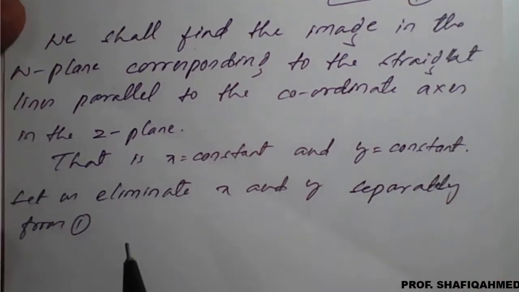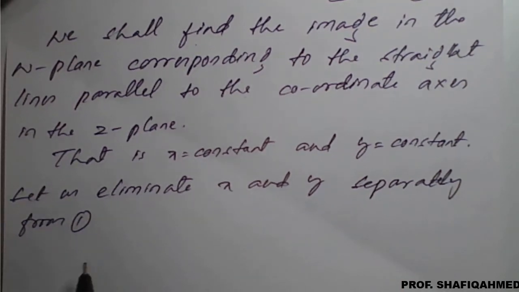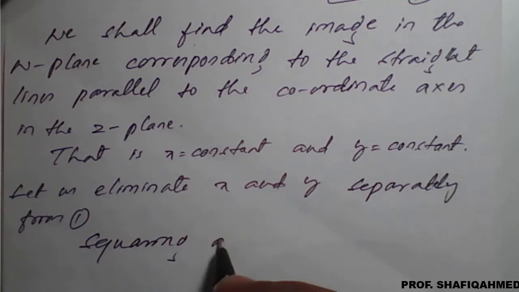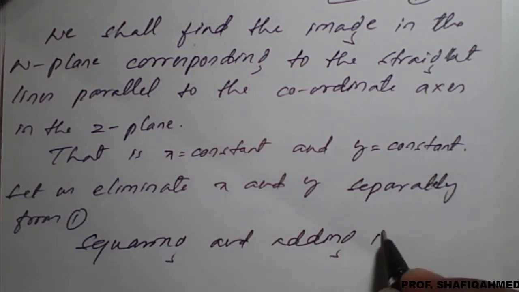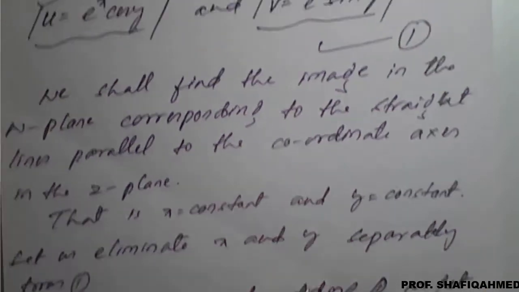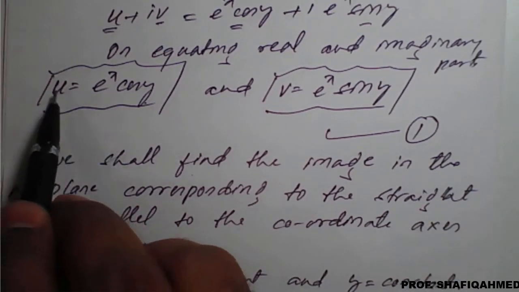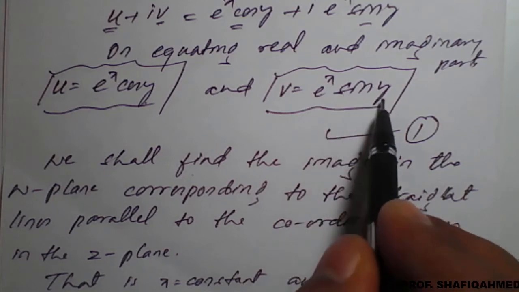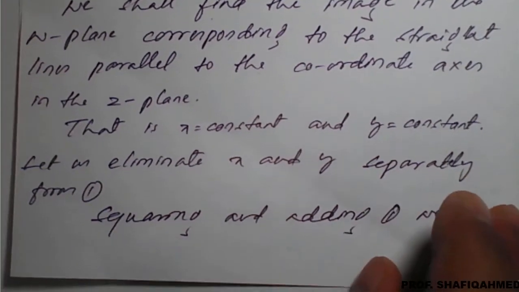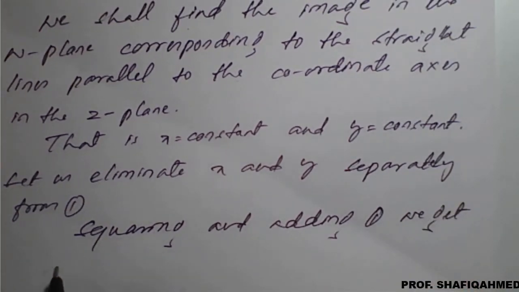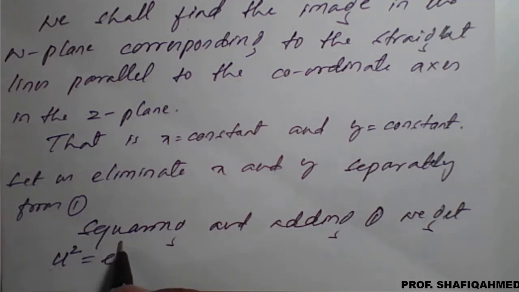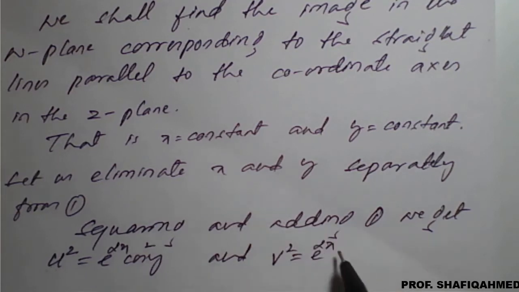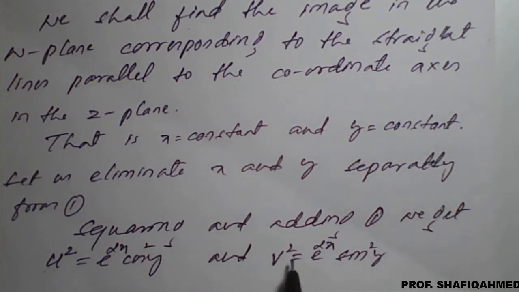So we'll see it one by one. To eliminate, we go for squaring and adding equation 1, which means we have to square and add. First we square: u square equals e raised to 2x cos square y, and v square equals e raised to 2x sin square y. Then we have to add the left hand sides and the right hand sides. So on squaring, u square equals e raised to 2x into cos square y, and v square equals e raised to 2x into sin square y. Then we will add these.